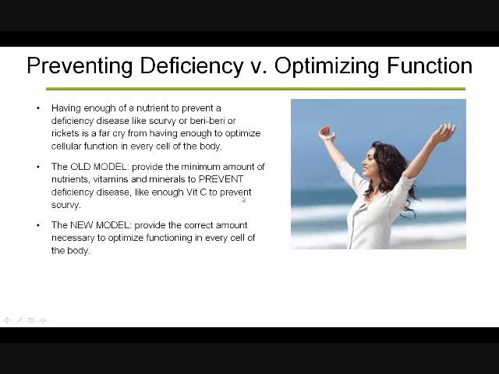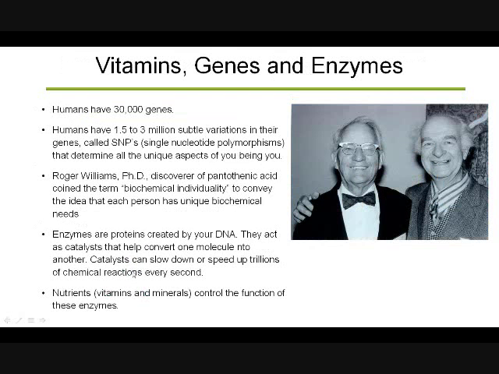So the old model says provide the minimum to prevent the deficiency, and this is where you get the old doctors who haven't picked up a book in 30 years and say, you get everything from food. You're throwing your pee and your vitamins away because it turns bright yellow, and you go to the bathroom and you're wasting your money. It's not true. The new model says provide the correct amount to optimize the functioning in every cell. Now, why is this important? Why does it happen?